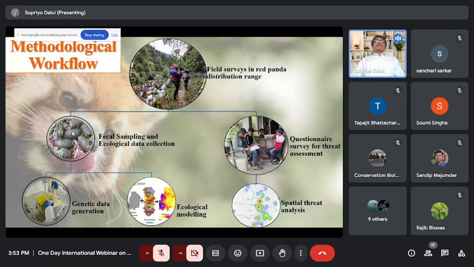So we bring the fecal samples to the lab, extract DNA from them, and go for the genetic analysis. On the other hand, we also collect the ecological data. Ecological data means the GPS location points where we are collecting the samples, the altitude or elevation, the kind of forest type, and the slope or aspect from where we are collecting the samples. We use this ecological data for building the species distribution model. For my PhD, I also conducted a questionnaire survey to understand the threats to the species and how we can mitigate these threats for the conservation of the species.